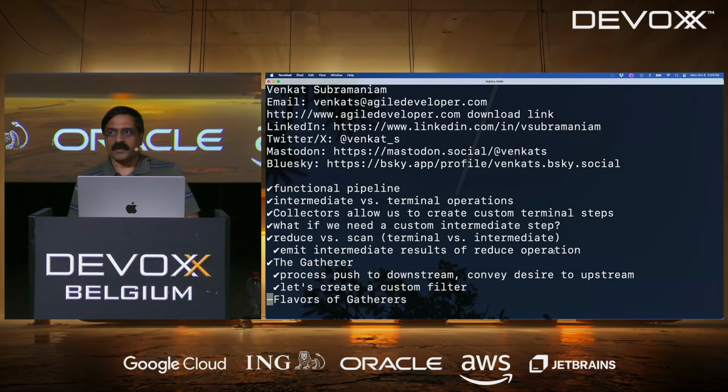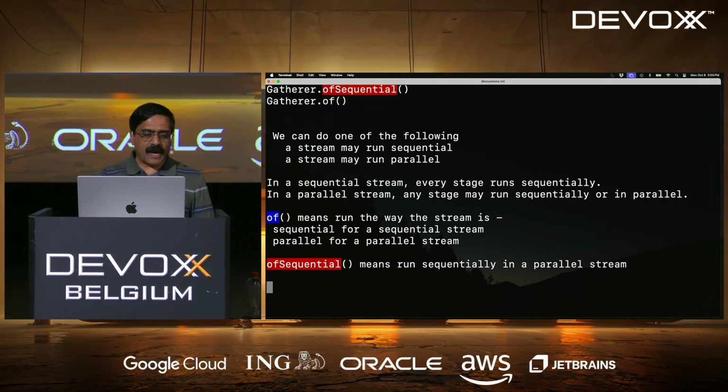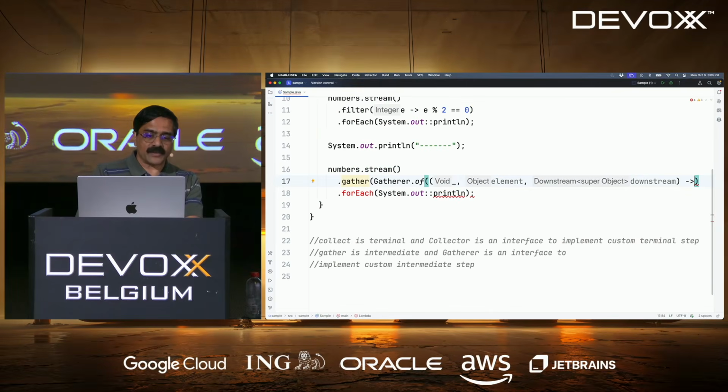All right. I hope that was a good break. So let's start where we left off. We talked about ofSequential and of. Just to reiterate, of will behave the way the stream is meant to: sequential for sequential, parallel for parallel. ofSequential says, hey, if I'm in a parallel execution, sorry, I cannot do this in parallel. I've got to do it sequentially. That's what this is giving us, right?